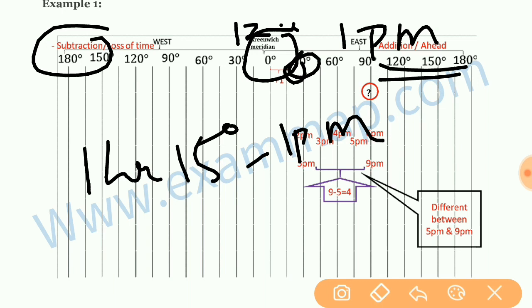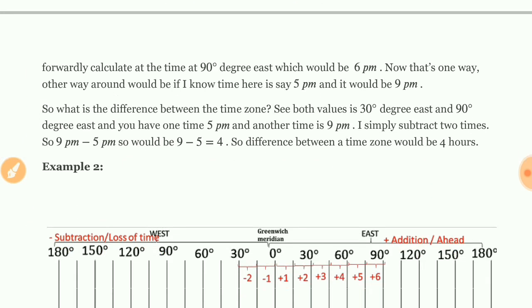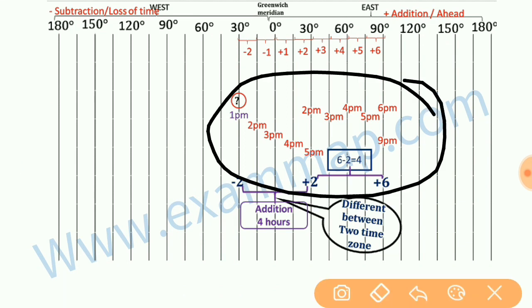Similarly at 30 degrees we have 2 p.m. Again at 45 degrees, addition of 1 more hour, 3 p.m. At 60 degrees 4 p.m., at 75 degrees 5 p.m., and at 90 degrees it's 6 p.m. So we have addition to the east of the Greenwich meridian. This is how we calculate the time to the east of the Greenwich meridian, and the difference between two time zones can be easily calculated.